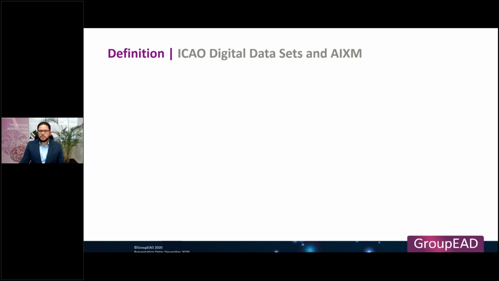And what is the relationship of these ICAO digital data sets and also AIXM? I know that perhaps some of you have heard about the Aeronautical Information Exchange Model. And I want to show here what is the relationship between ICAO digital data sets and AIXM. First of all, we see that ICAO digital data sets, according to Annex 15, is one of the aeronautical information products. You might remember, or some of you might be aware, that the information product is this new concept that we have now, which is replacing the former concept IAIP, the Integrated Aeronautical Information Package.